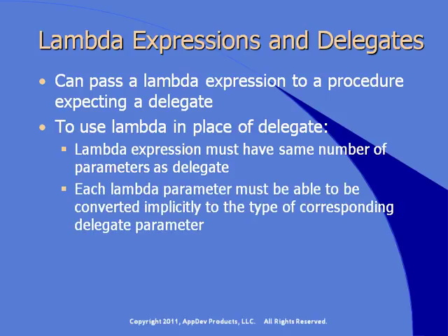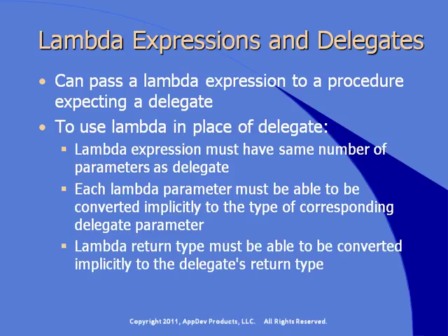Each lambda parameter must be able to be converted implicitly to the type of the corresponding delegate parameter. In our case, the delegate was expecting a file info, and our lambda passed a file info. No problem. The lambda return type must be able to be converted implicitly to the delegate's return type. Well, the delegate returned a Boolean, and our lambda returned a Boolean, so there wasn't any problem there.